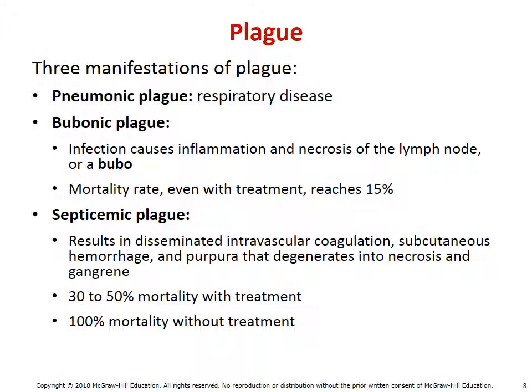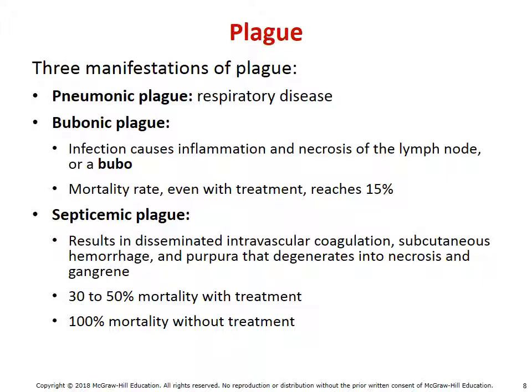And whenever a patient has septicemic plague, their chance of death is very high. Without treatment, it is a guarantee. Even with treatment, though, there's a 50-50 chance that they make it. Let's talk about, though, the initial infections with pneumonic and bubonic.